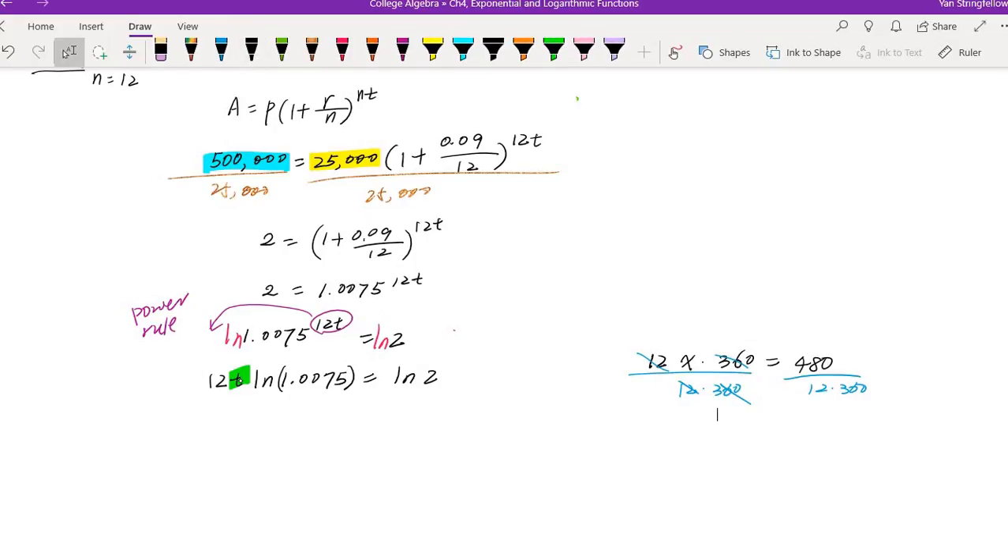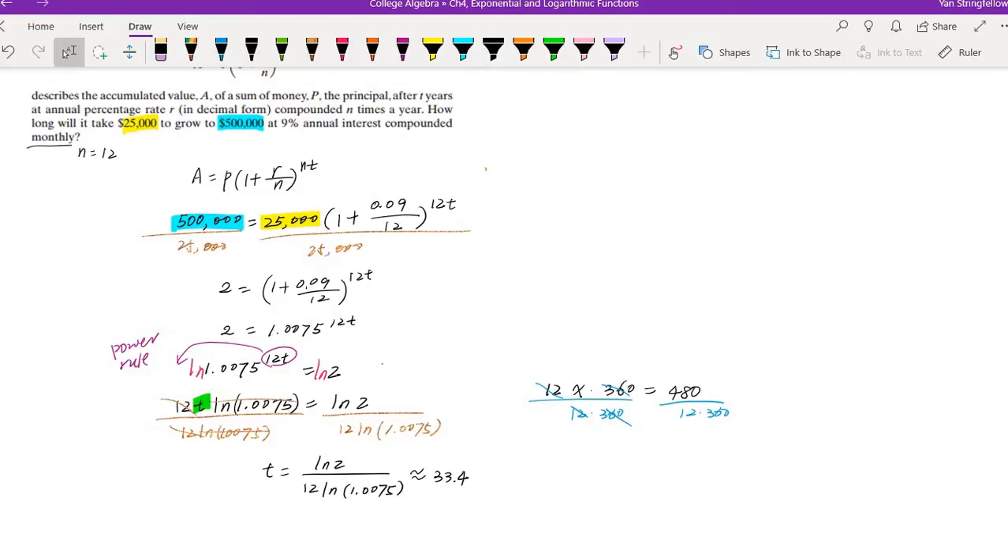So now all we have to do is divide by 12 natural log 1.0075, and here we also do the same thing, 12 natural log 1.0075. This is going to cancel out, and this piece is going to cancel out as well. All you have left is t equal to natural log 2 over 12 natural log 1.0075. Round it to 1 decimal, and that is 33.4 years.